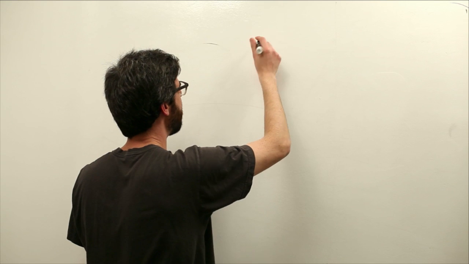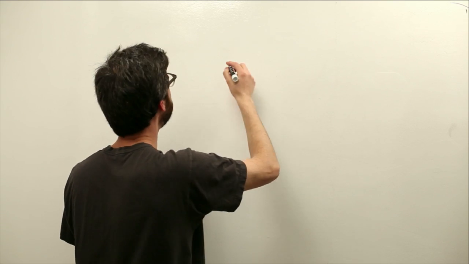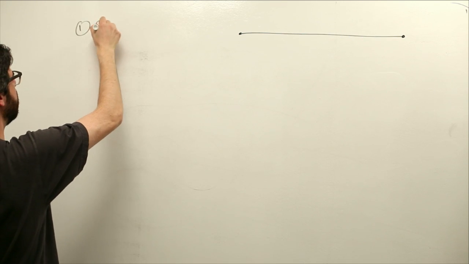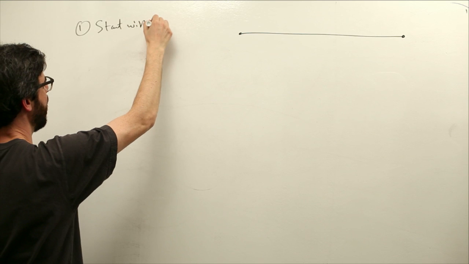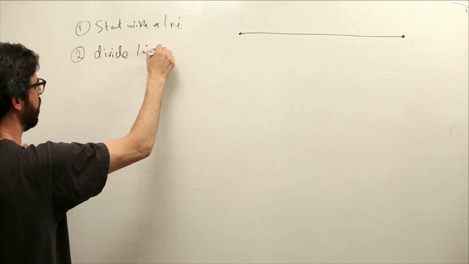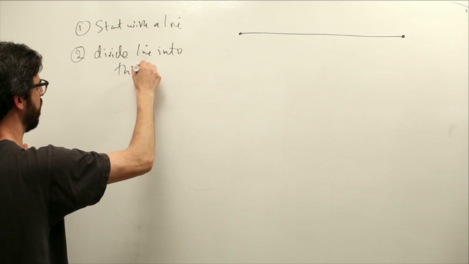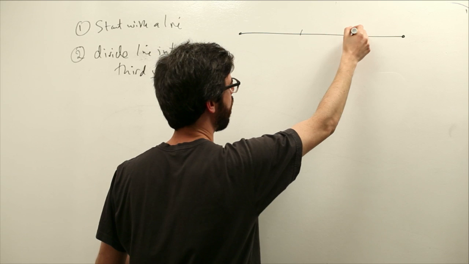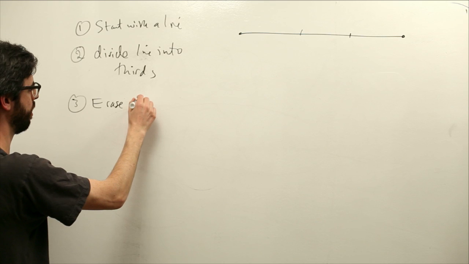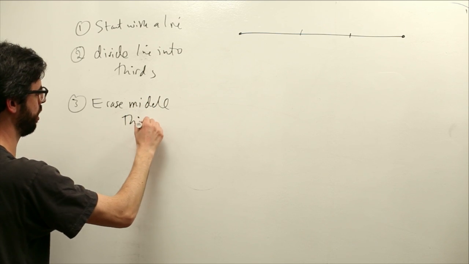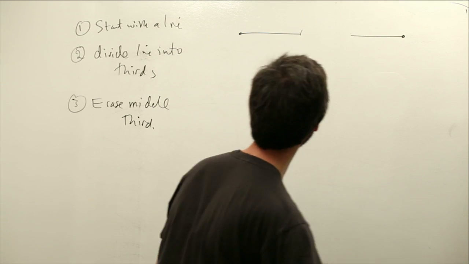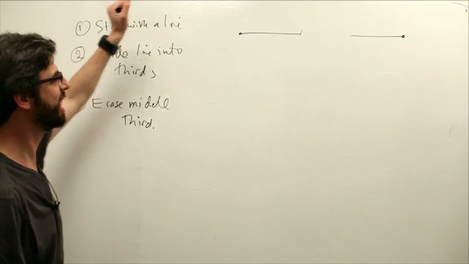So the Cantor set, by the way, has a production rule. One: start with a line. Two: divide the line into thirds. Right? So that's approximately the line divided into thirds. Three: erase the middle third. So if I get the eraser here and erase this middle third, this was me applying the production rule to that line.